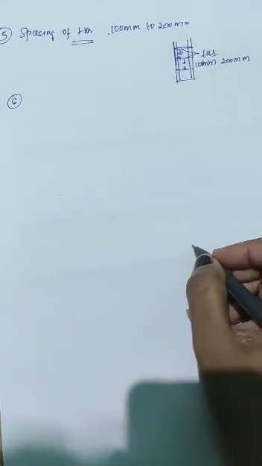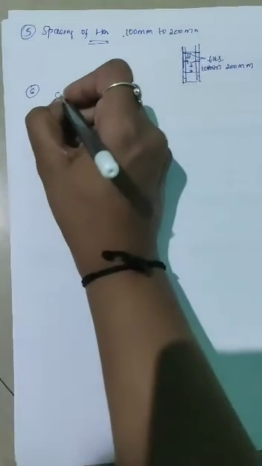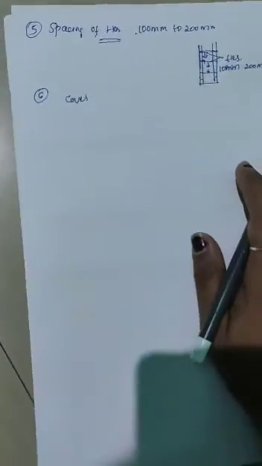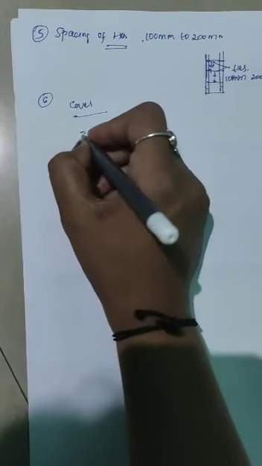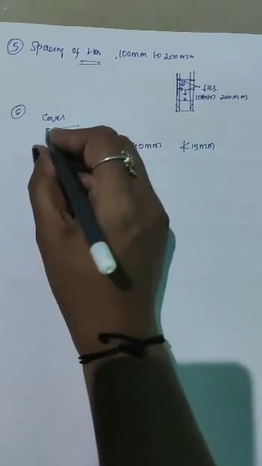Sixth point, that is cover for column. If we consider cover, we choose in between 35 mm, or more if we consider it, 40 mm, but it should not be less than 15 mm. This is the condition for cover.